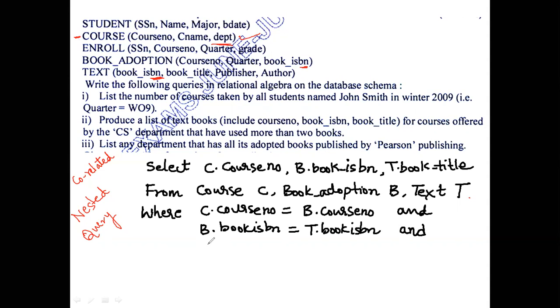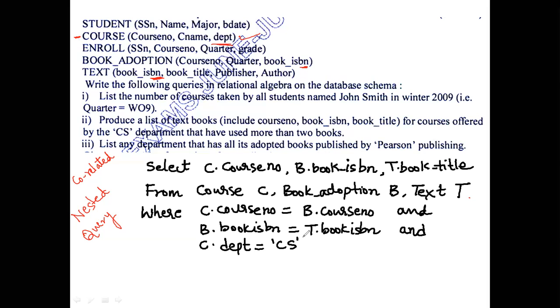because for each course we need to check whether it has adopted two books or not. And again, one more condition is given in the query that the department should be CS. So that condition also we need to mention, using C dot DEPT is equal to CS. So this query will extract all the course numbers and their books and titles of the CS department.